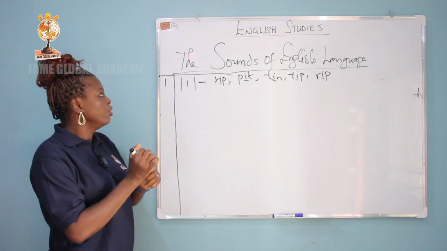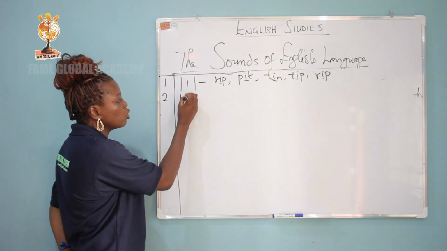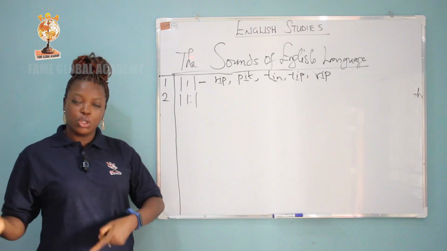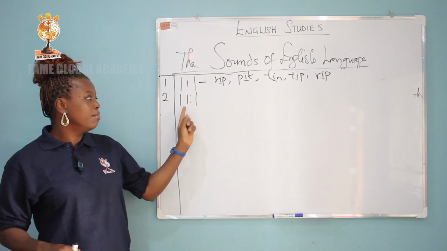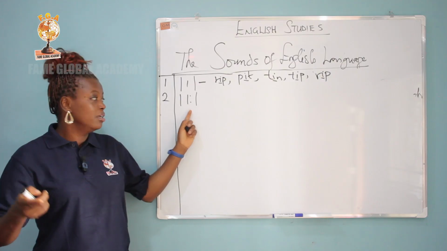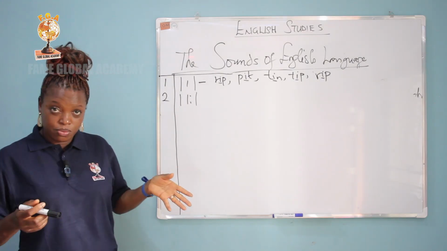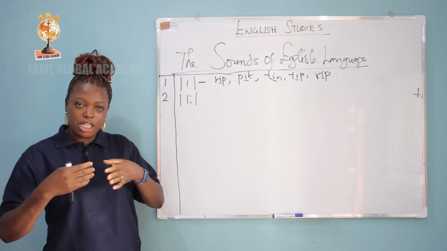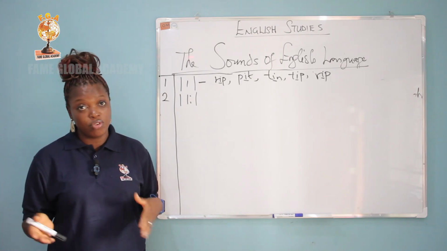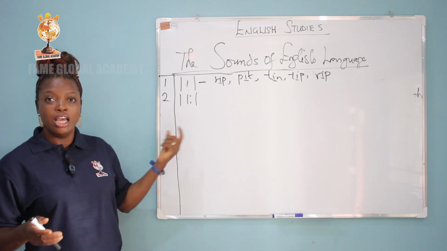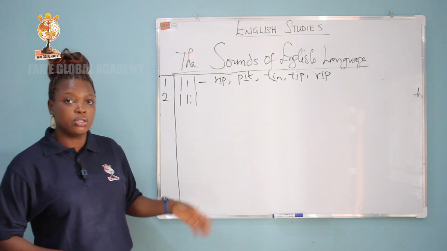Alright, so the second vowel is the long E. Remember I told you that we have the long and the short vowel sounds. The long vowel sounds are identified by the colon. That is the major difference between the long vowel and the short vowel. Another difference is that in their production, they tend to be a bit longer than the short vowels. So those are the two basic differences: the colon you see, and the production, which takes longer for the long vowels.